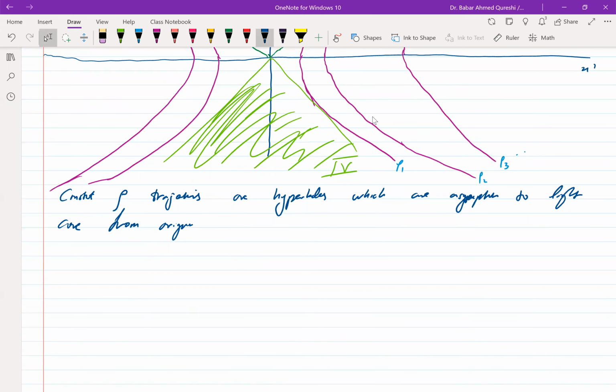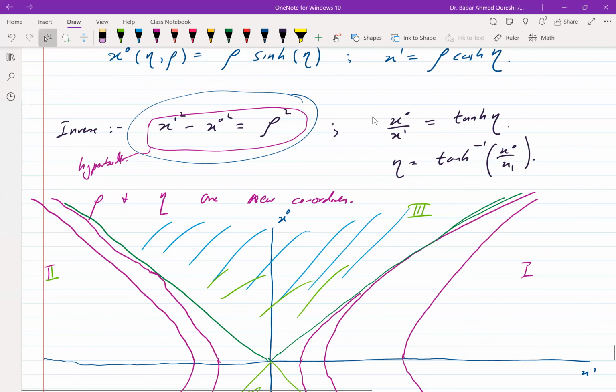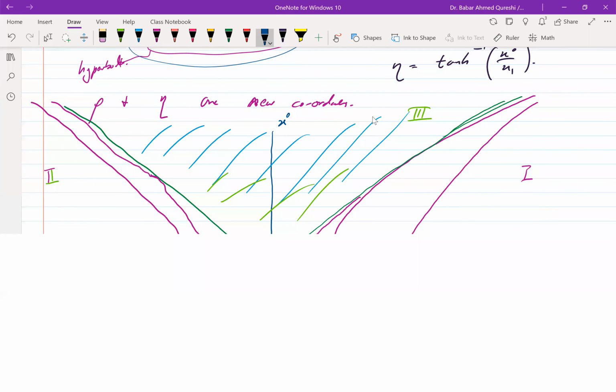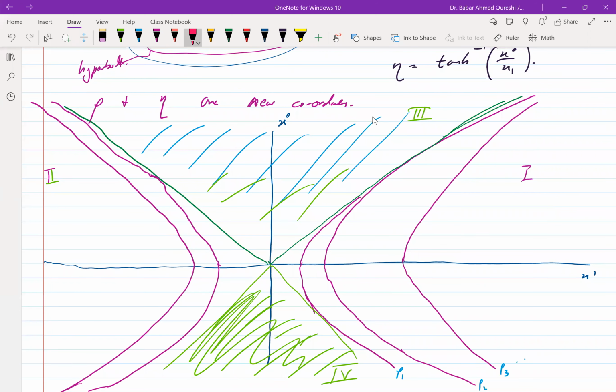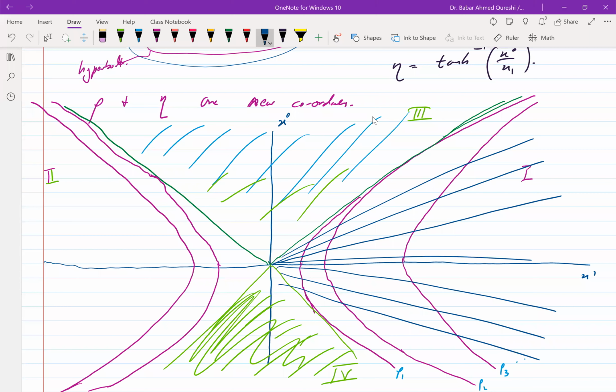Also, I can draw the constant eta trajectories. What are they? They are just straight lines. Look over here. Put eta equal to constant. This is just a straight line through the origin. So constant rho trajectories, which color should I use? Let's use this. I like these. These are constant, not constant rho, constant eta. Eta 1, eta 2, eta 3.